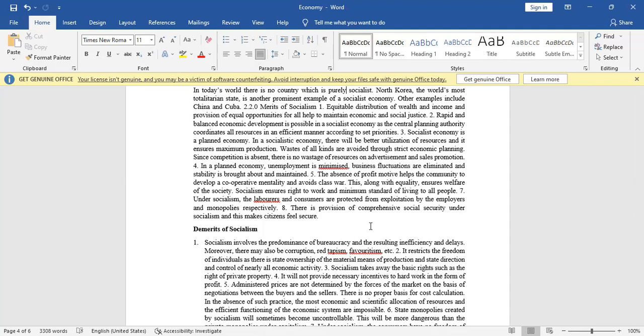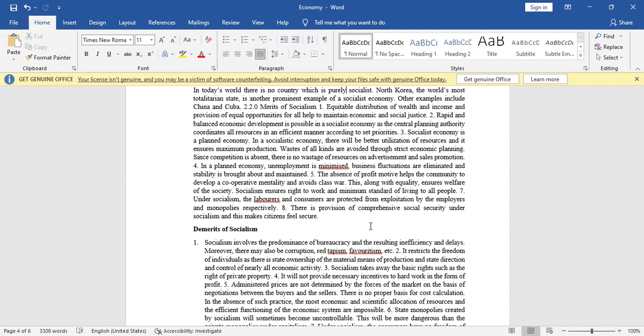And opposite to capitalism, there is the concept of socialism. What to produce, when to produce, how to produce, for whom to produce, the procedure to produce, everything is decided by the government, isn't it? So here, government agencies play a very important role. The Central Planning Authority is one of the important features of socialism.